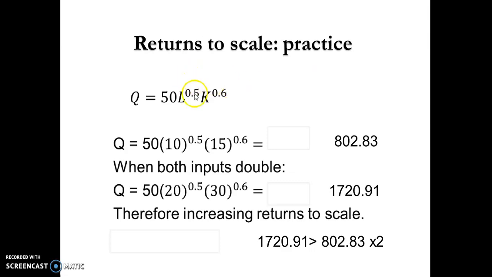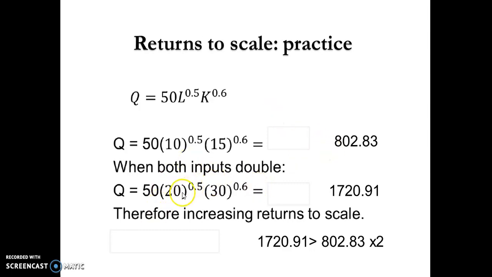Now remember, if you were to look at these exponents alpha and beta and you were to add them, we would immediately see that we're dealing with increasing returns to scale. But let's test that. So if we first calculate what our output Q is equal to when labor was 10 and our capital units were 15, you got your output equal to 802.83. Now we double our inputs. What happens to output? Does output double or does it more than double?